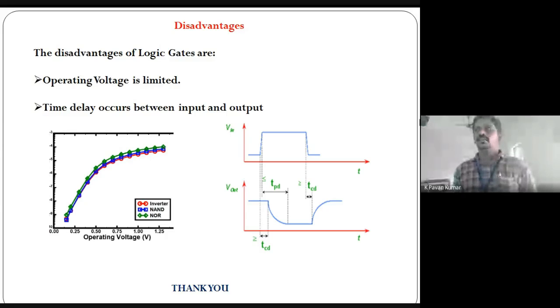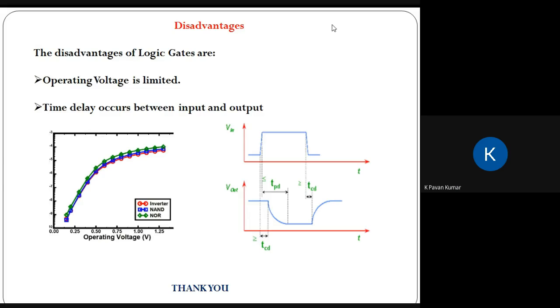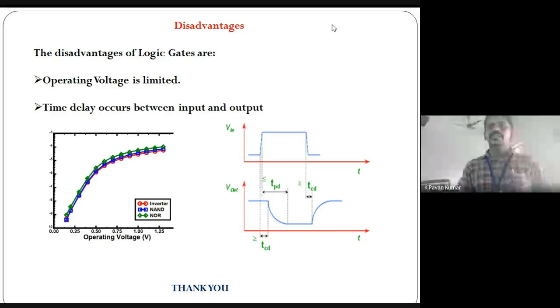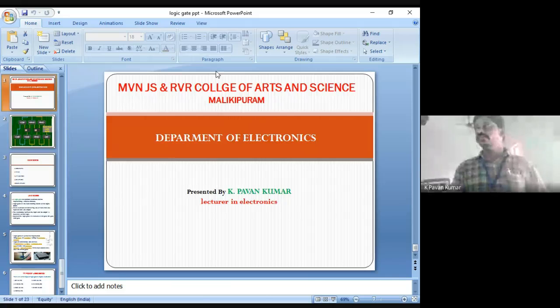This is the final overall discussion of the types of logic gates, applications of logic gates, and advantages and disadvantages. You have to use these logic gates to simplify and design Boolean expressions by using Boolean laws. These are the types of logic gates. So thank you.